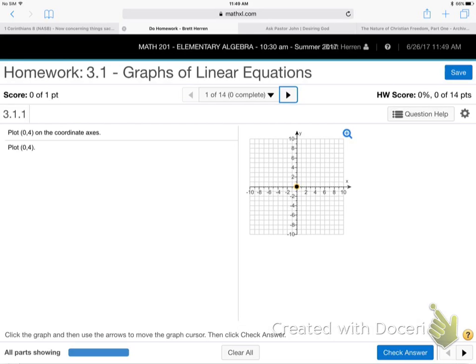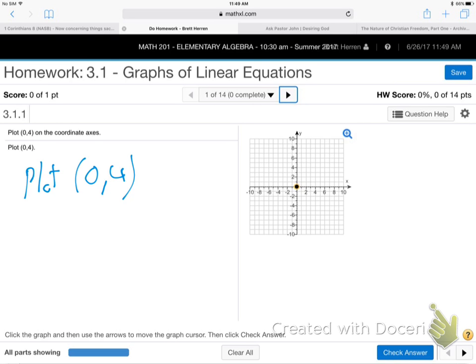All right, so there we go. They want us to plot a point on a graph. So we'll start from the basics. Plot 0, 4. They want me to put 0, 4 on the graph. How do I put 0, 4 on the graph? Where's it going to go?